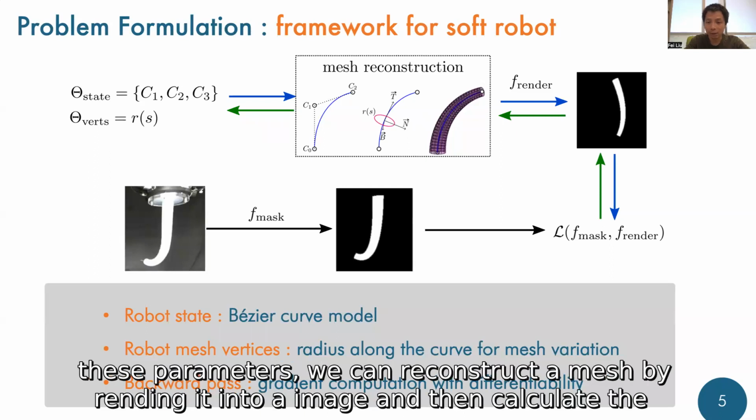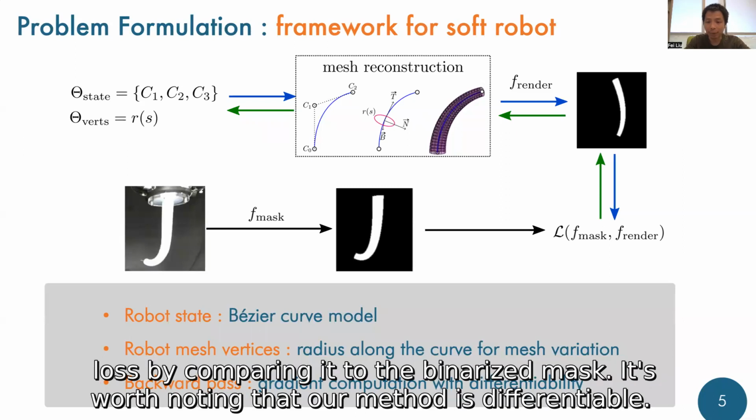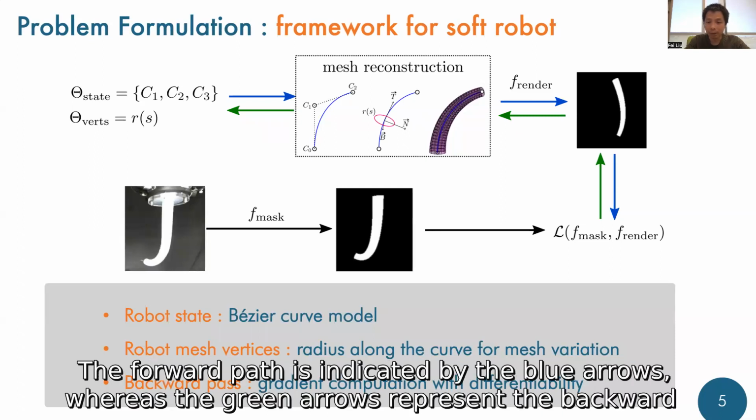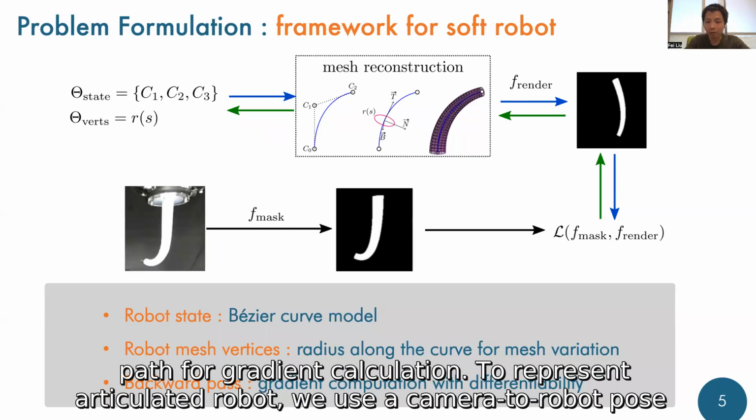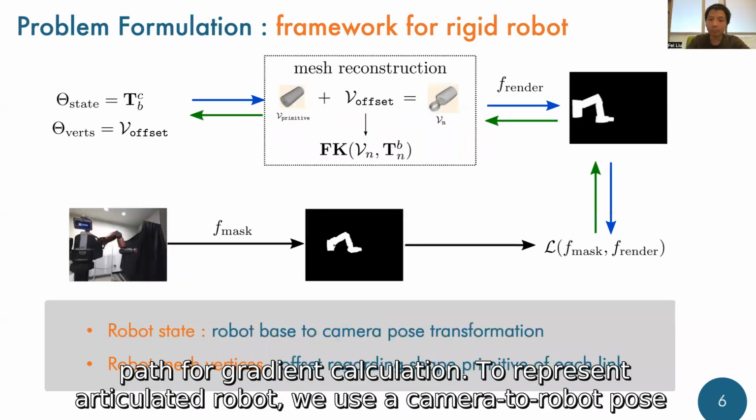Using these parameters, we can reconstruct the mesh, render it into an image, and then calculate the loss by comparing it to the binarized mask. It's worth noting that our method is differentiable. The forward path is indicated by the blue arrow, while the green arrows represent the backward path for gradient calculation.